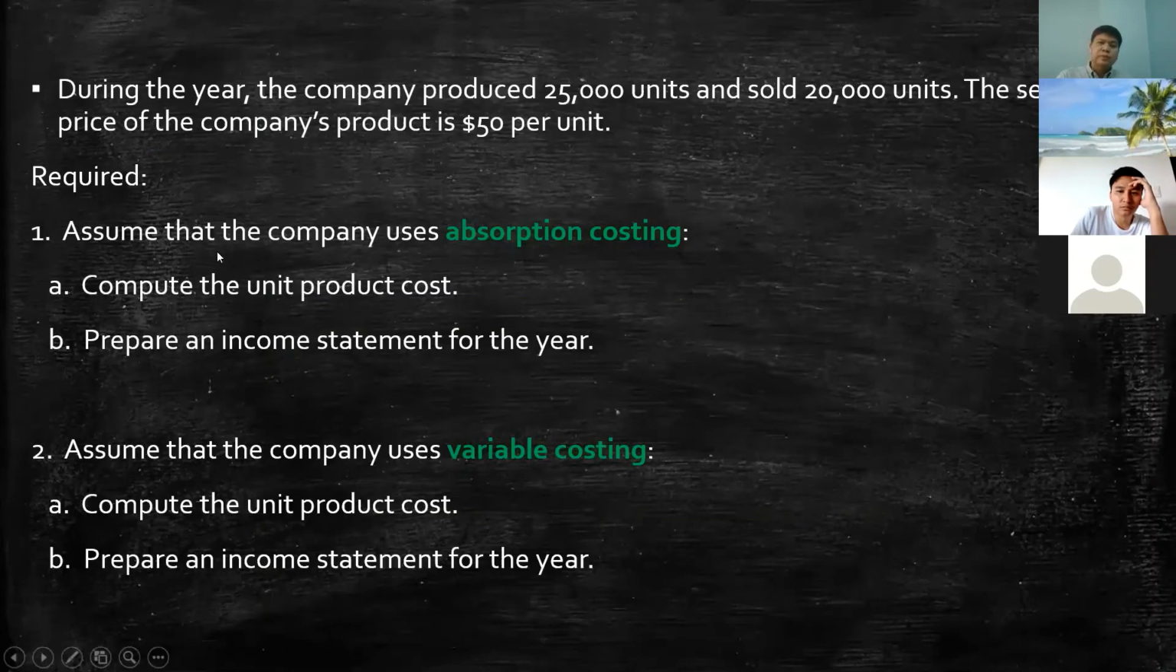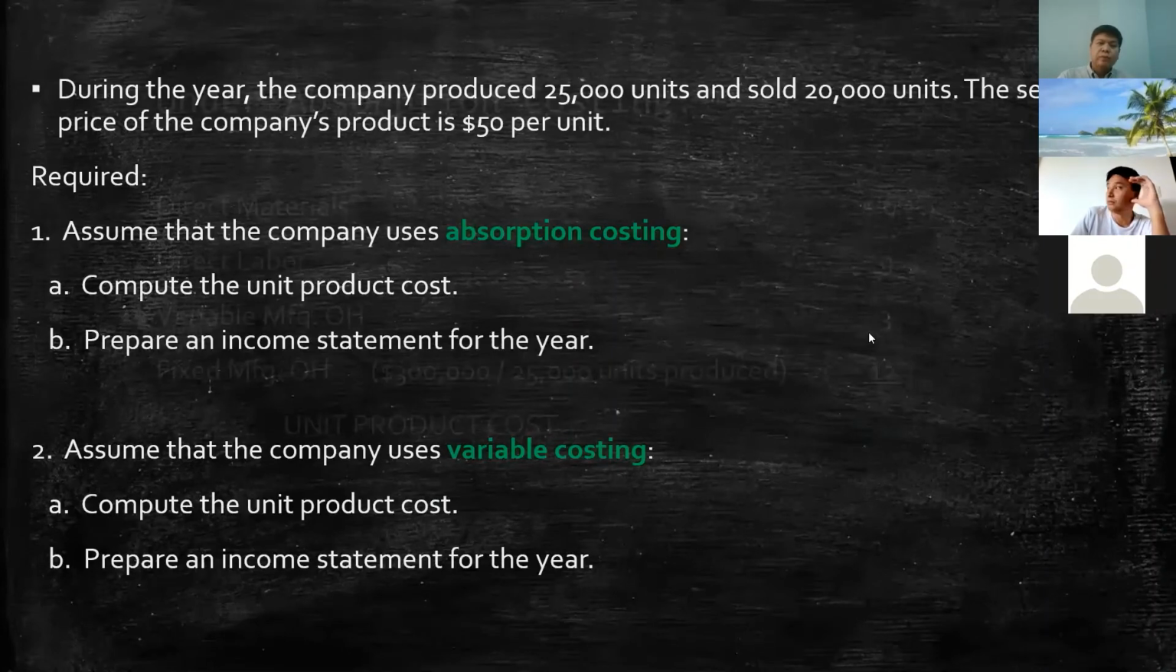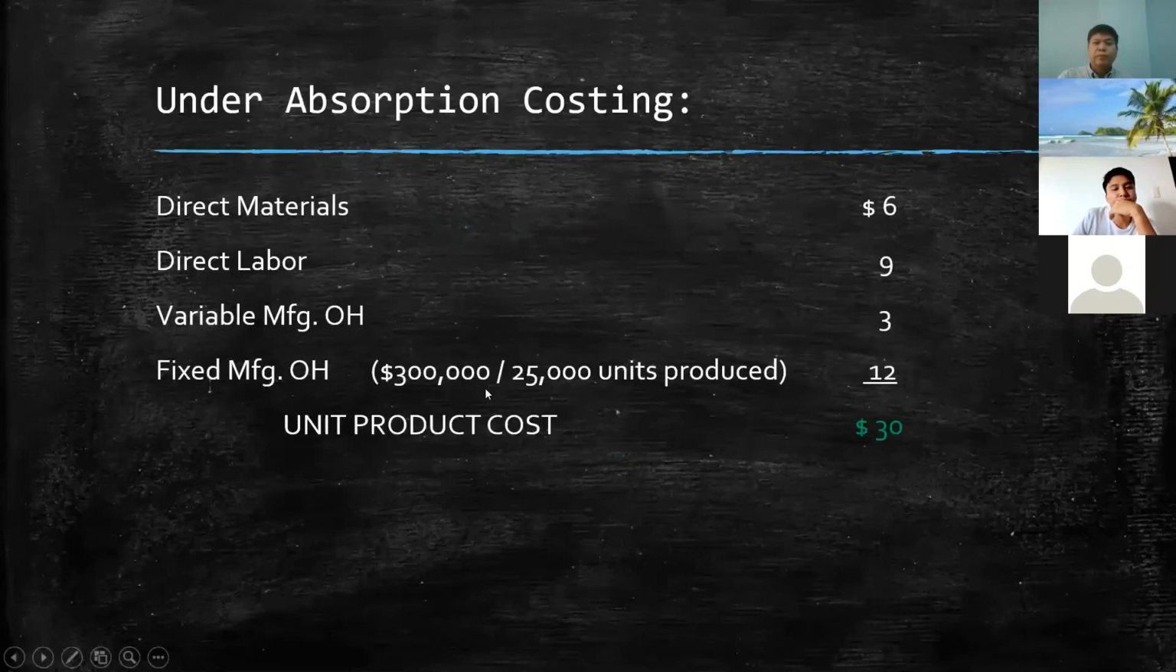Assume that the company uses absorption costing. We will be computing the product cost using absorption costing and the income statement using absorption costing. The other requirements, 2A and 2B, will be about variable costing, this time using it for the product costs and the income statement for the year. So here is the costing using absorption. We consider the direct materials, direct labor, variable manufacturing overhead, and fixed manufacturing overhead. That will be 300,000 divided by 25,000 units produced. Okay, so that will be a total of $30 per unit using absorption costing.